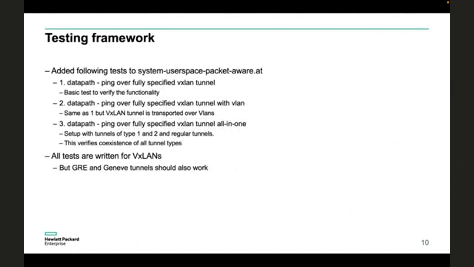Testing. To test this feature, I have written 3 unit tests. All these are written under the system userspace packet-aware AT suite. First one is ping over fully specified VxLAN tunnel. It is a simple test which does the same thing as shown a couple of slides ago. Second test is the same as the first one, except that the VxLAN tunnel is riding on a VLAN. Third one is a combination of tests 1 and 2 and also has a regular VxLAN tunnel. This demonstrates that all 3 flavors can coexist on a single switch.